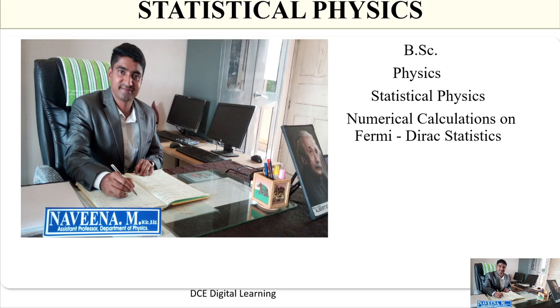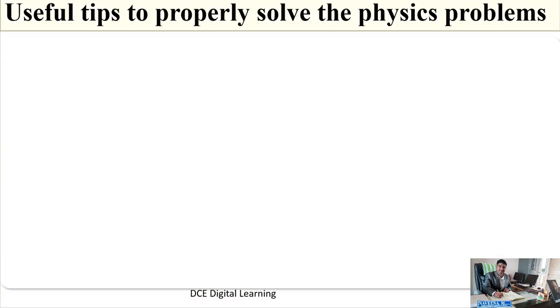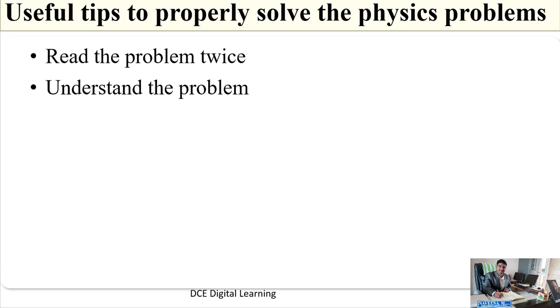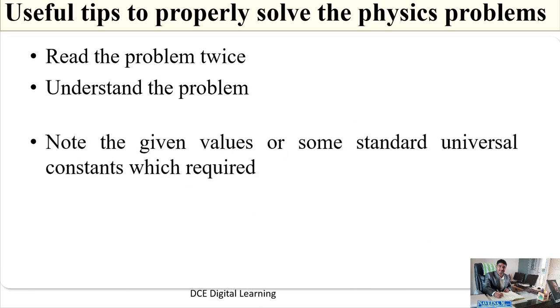Before going to solve the numerical problems on Fermi-Dirac statistics, let me give you some useful tips to properly solve physics problems. If you follow these tips, it may help you to easily solve them. They are: read the problem twice. Even if the problem looks very easy, you must read it twice. Then understand the problem correctly.